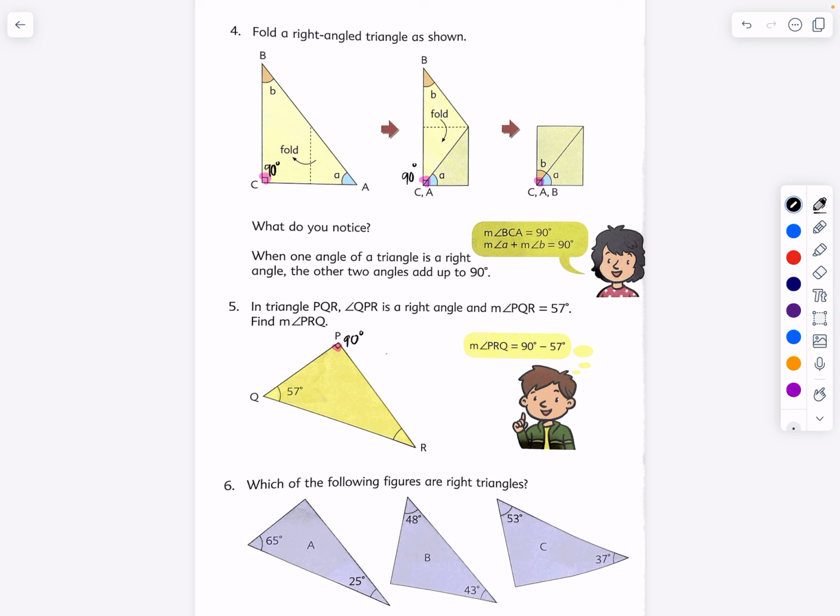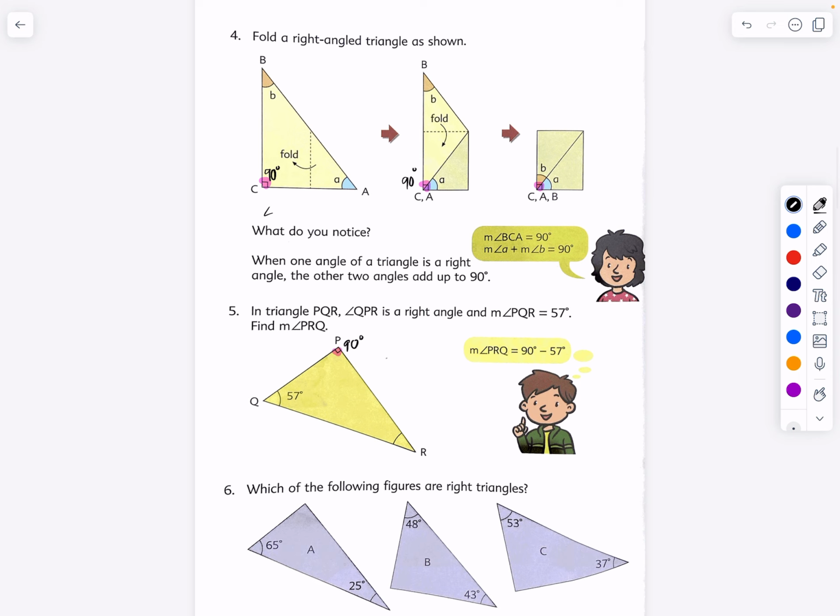For example, we have a triangle again. We have a triangle ABC right here. And one of the angles is 90 degrees. That means that the sum of the other two angles also has to add up to 90 degrees. So what I mean by that is the sum of angles A and B has to be 90 degrees because 90 plus 90 gives us 180.